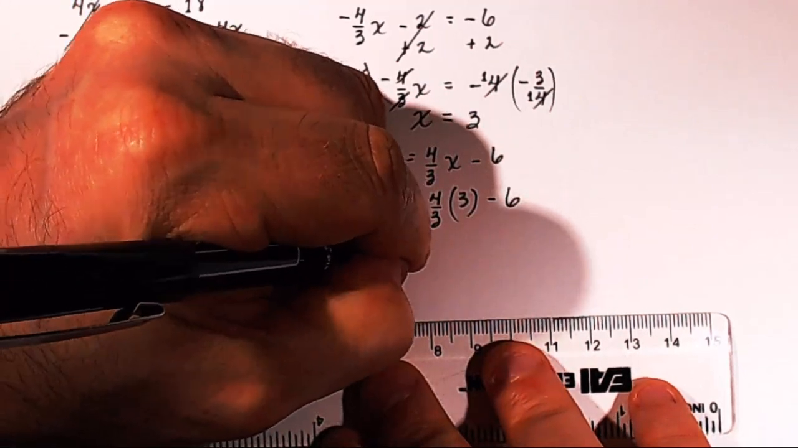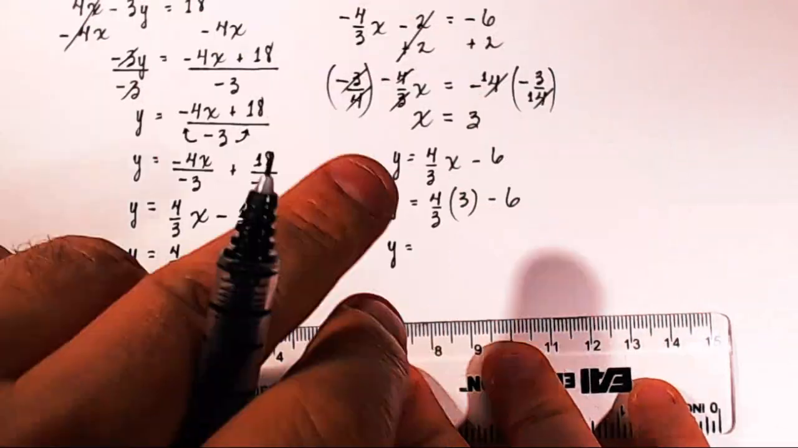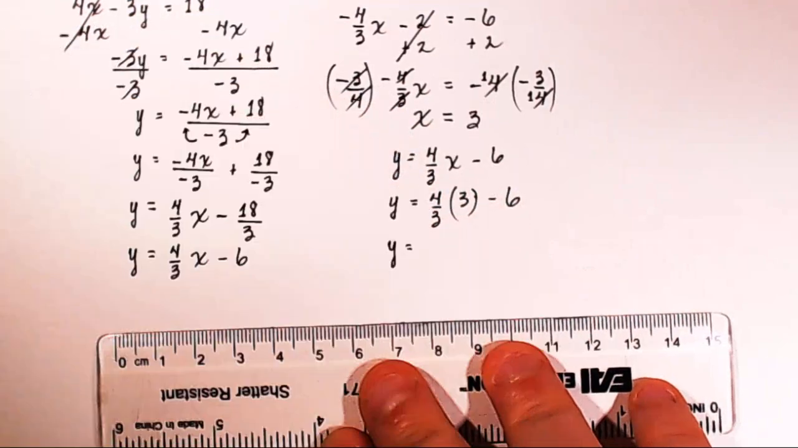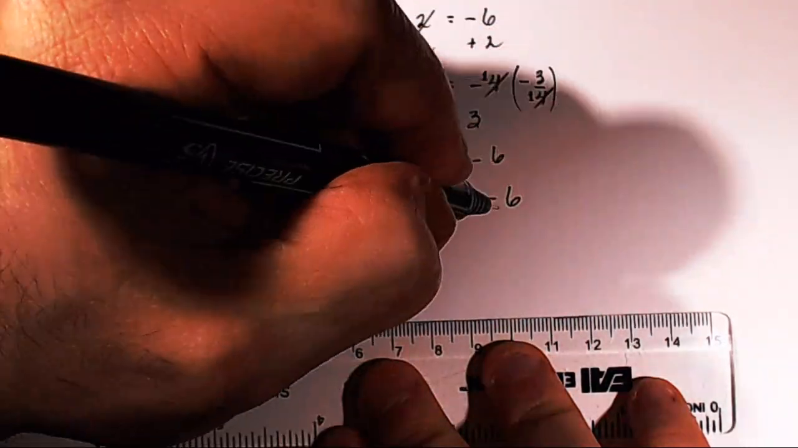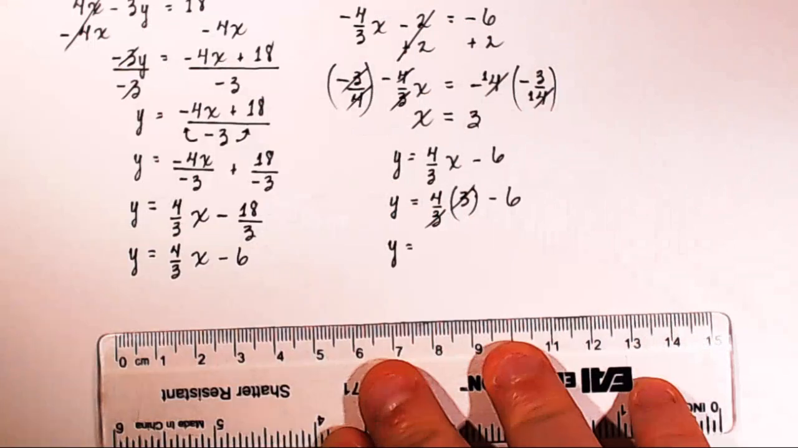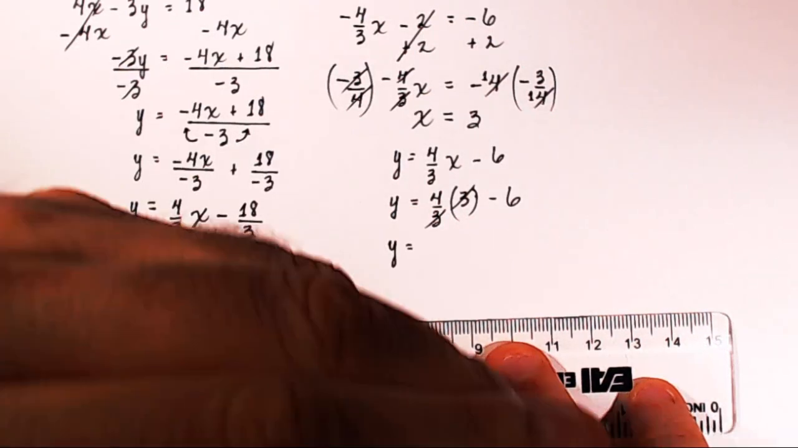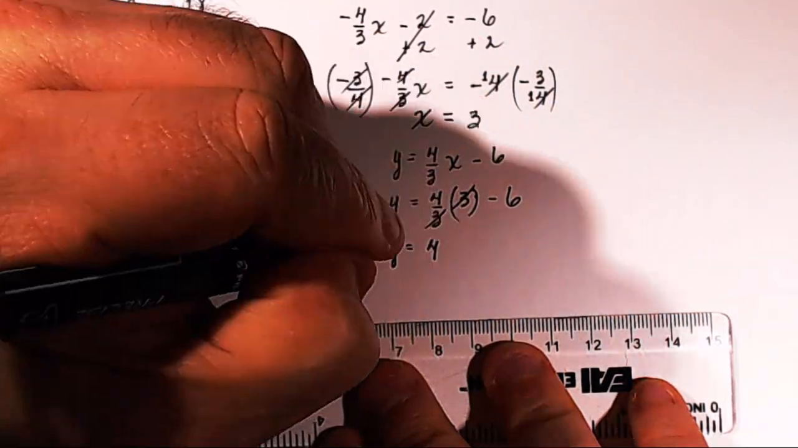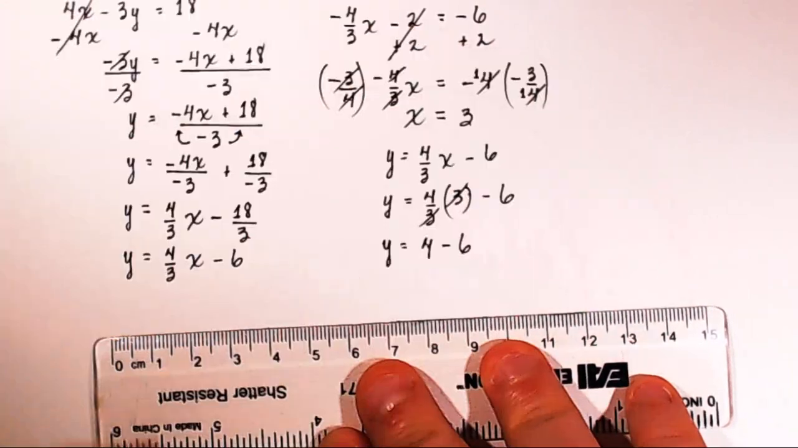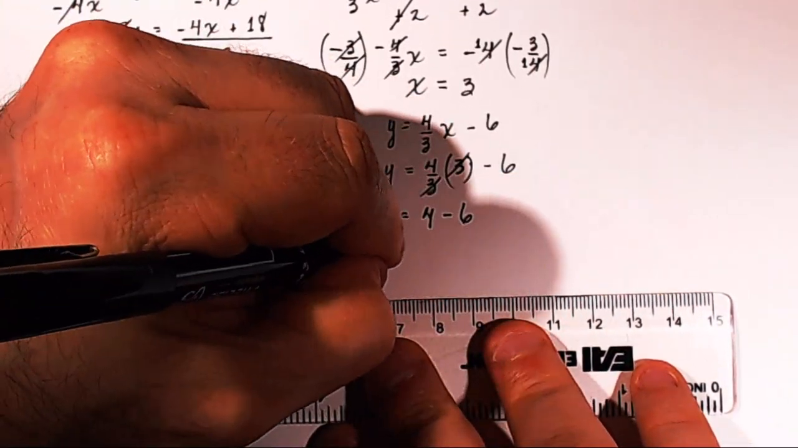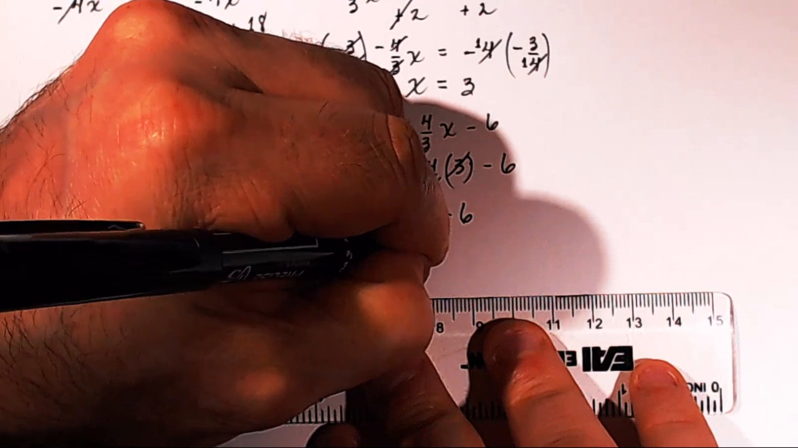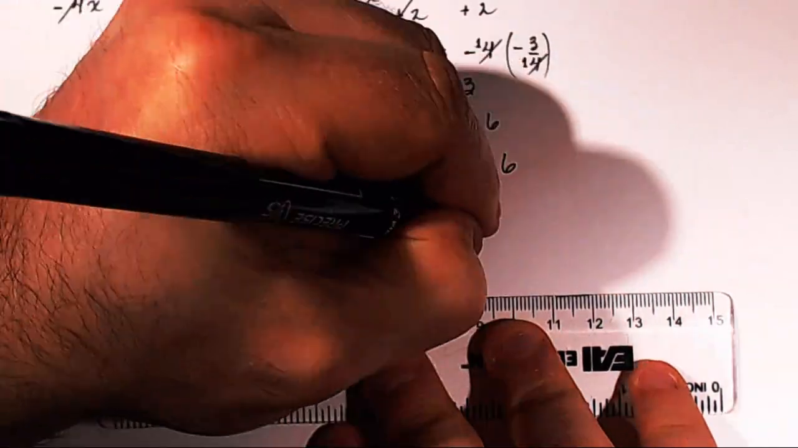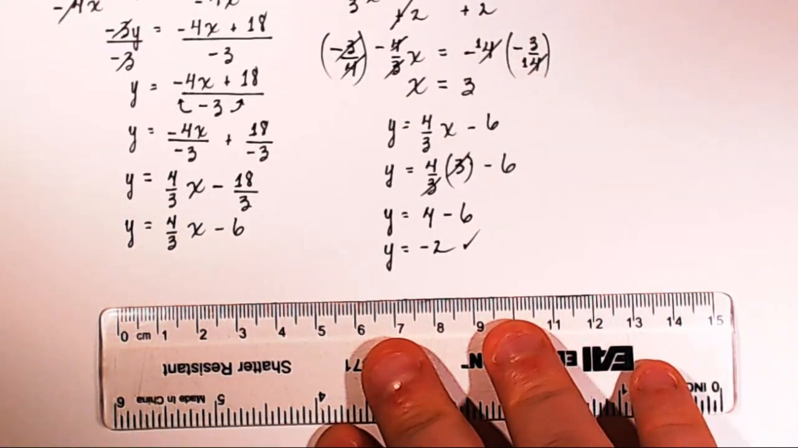So y equals, and now 4 times 3, well, I could multiply 4 times 3 and then divide by 3, or I could just see that this 3 will cancel with the 3 in the denominator, and I'm just left with 4 minus 6. So what's 4 minus 6? Well, it happens to be negative 2, which is a good check. It matches what I thought I was going to get.